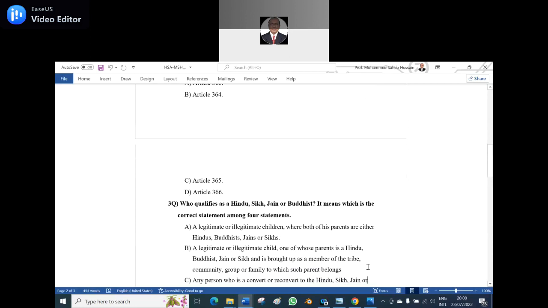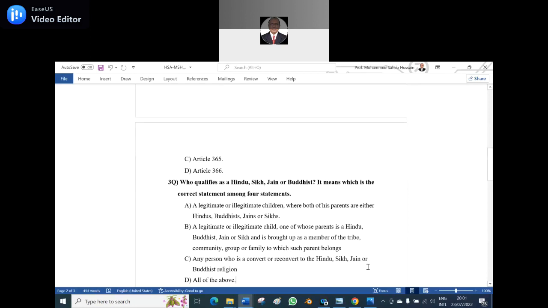Now the third question. Who qualifies as a Hindu, Sikh, Jain or Buddhist? Which is the correct statement among the four? A. A legitimate or illegitimate child where both of his parents are Hindus, Buddhists, Jains or Sikhs. B. A legitimate or illegitimate child, one of whose parents is a Hindu, Buddhist, Jain or Sikh and who is brought up as a member of the tribe, community, group or family to which such parent belongs. C. Any person who is a convert or a reconvert to the Hindu, Sikh, Jain or Buddhist religion. And D, all of the above.